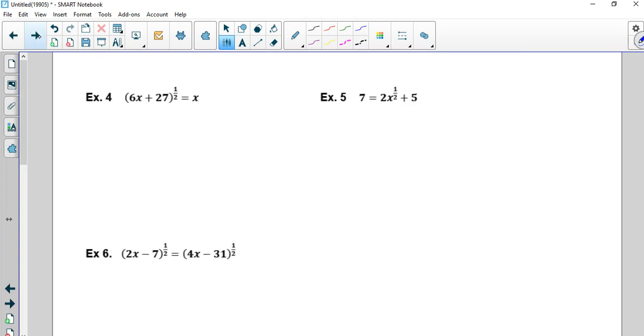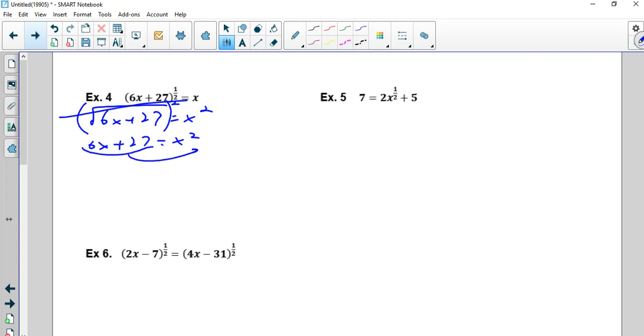Example number 4. We have the square root of 6x plus 27 equals x. Square both sides, and 6x plus 27 equals x squared. We need to move these two over here by subtraction, since they're both positive, which gives us x squared minus 6x minus 27 equals 0, which we now factor.